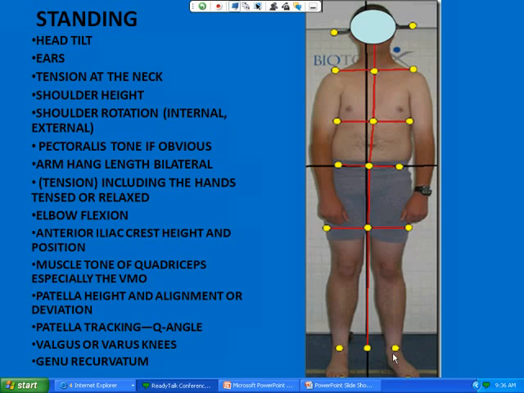That offers more control. Muscle tone of the quadriceps, especially the VMO, that's the vastus medialis oblique, and that is this muscle here, the fourth of the vastus medialis, and that oblique is the main muscle that aligns the patella.